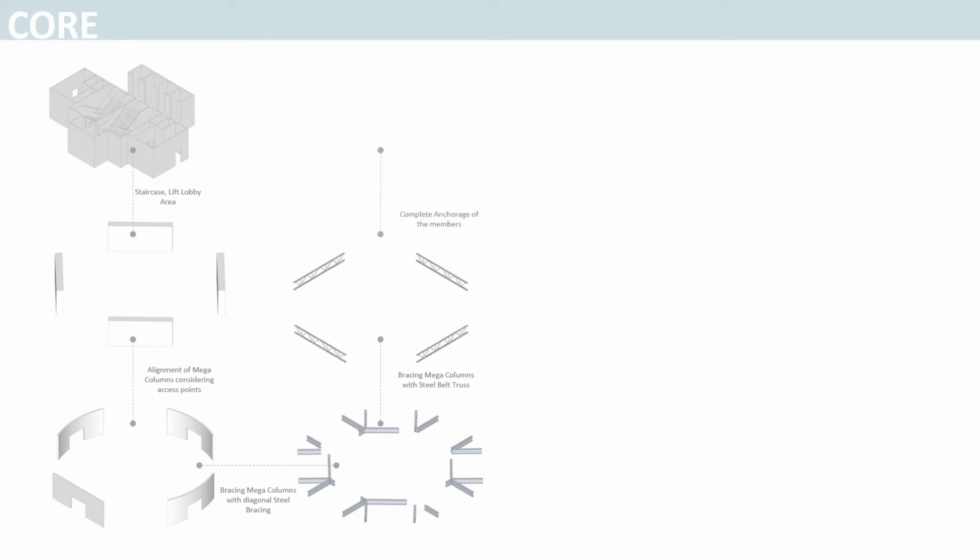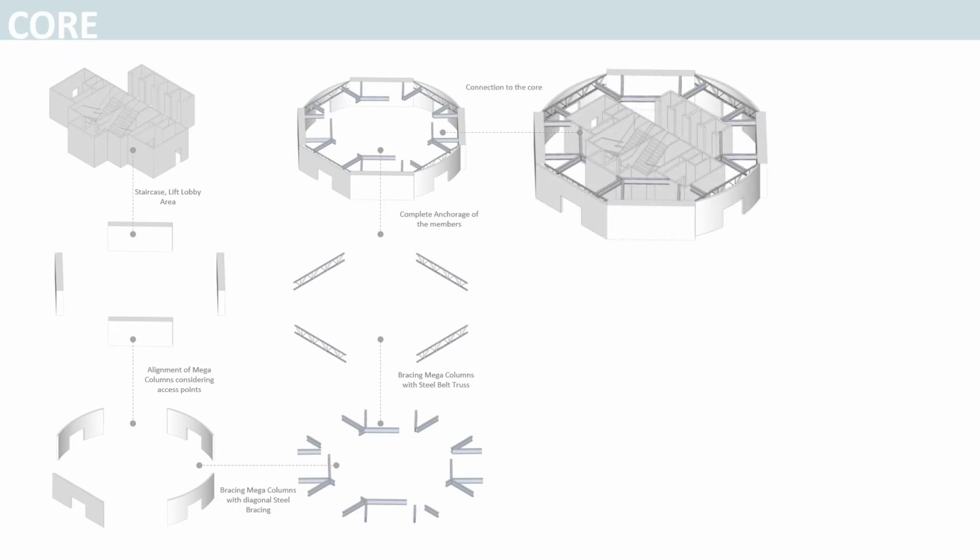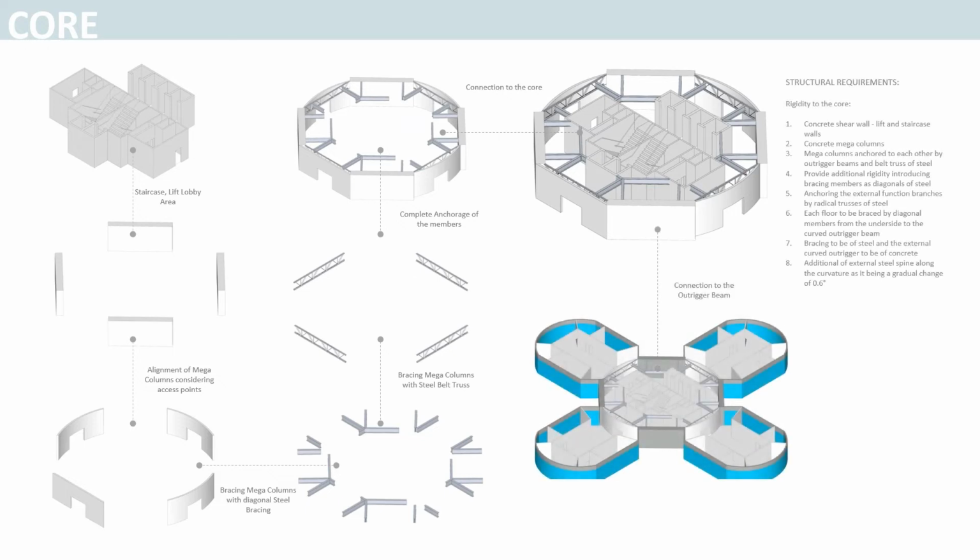6. Each floor to be braced by diagonal members from the underside to the curved outrigger beam. 7. Bracing to be of steel and the external curved outrigger to be of concrete. 8. Addition of an external steel spine along the curvature, as it is a gradual change of 0.6 degrees.